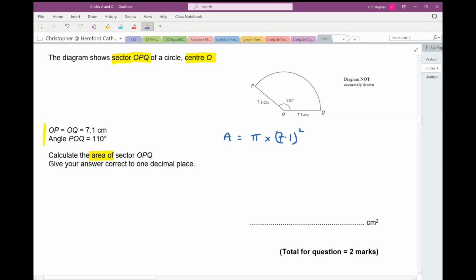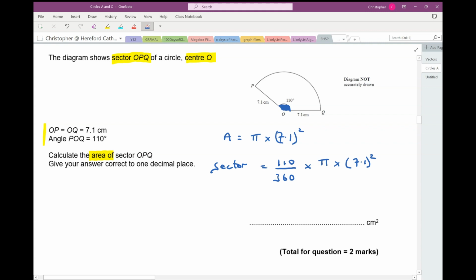Now what fraction have I got? Well, the trick is to look at the angle at the centre here, because you've got 110 degrees, and the whole circle would have been 360 degrees. So the area of our sector is a certain fraction of the whole circle. It's 110 degrees out of 360 of the whole circle. So the area is going to be 110 360ths of the area of the whole circle.